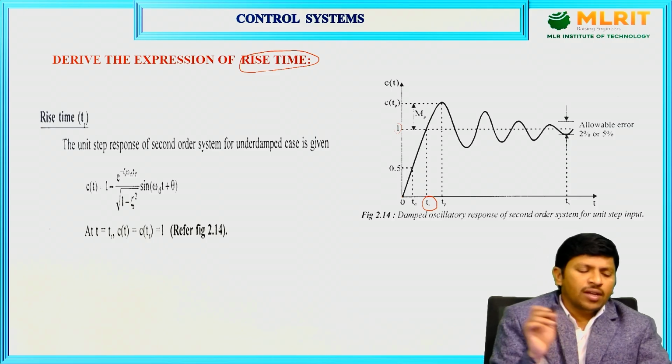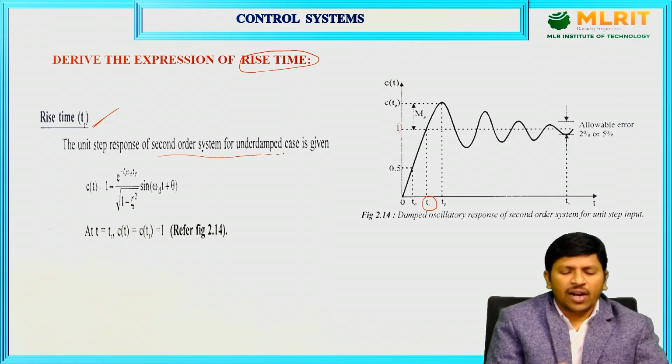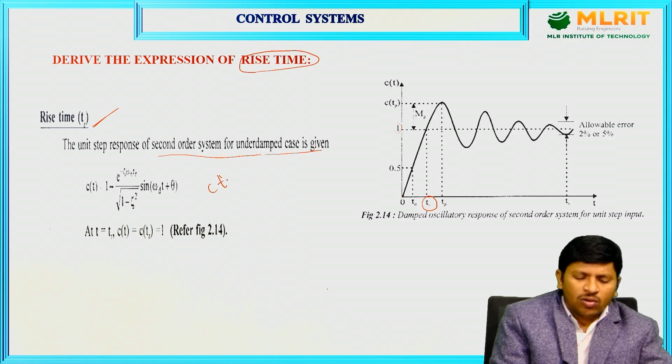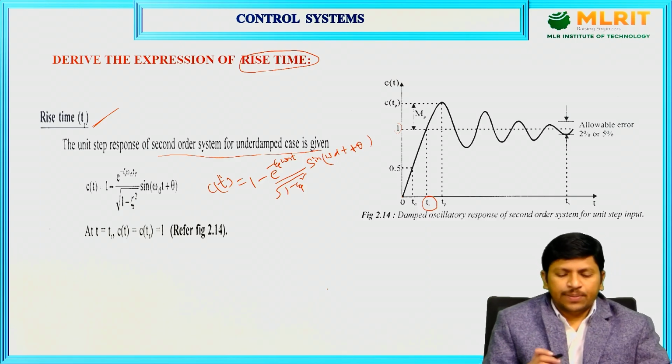Simply, rise time can be represented as t suffix r. For the unit step response of a second order system in the underdamped case, I am going to consider the response c of t equals 1 minus e power of minus zeta omega n t divided by under root 1 minus zeta square, sine of omega d t plus theta.